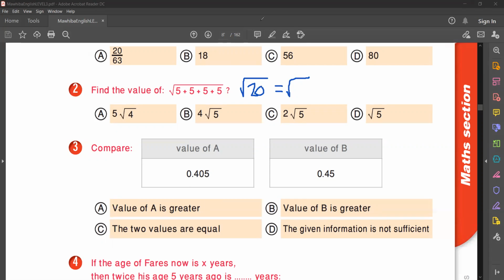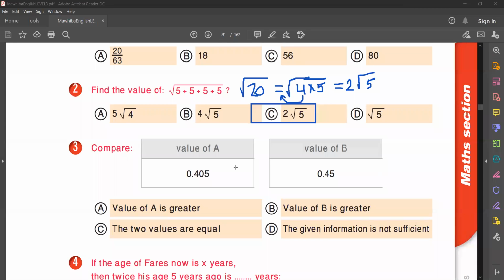Then 20 is what? 20 is 4 multiplied by 5. Then 4 goes outside of the square root. The square root of 4 is 2, so it is 2 square root of 5, right? So the correct answer is C. Good. Okay, the third one now.